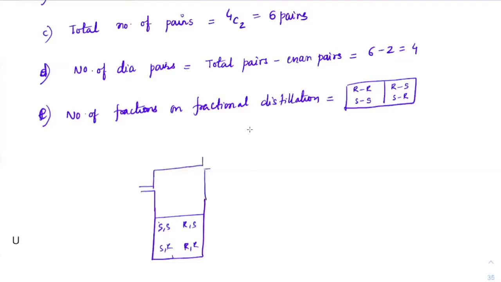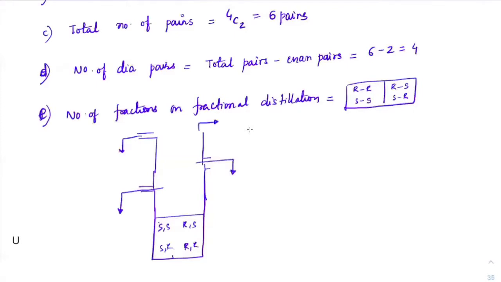I will have different trays here, and at different trays we are trying to find out how many different compounds I can separate out. First, the one which has lower boiling point will come out of it. The second molecule will come out of it. Third will come out of it. Fourth will come out from here, and so on.